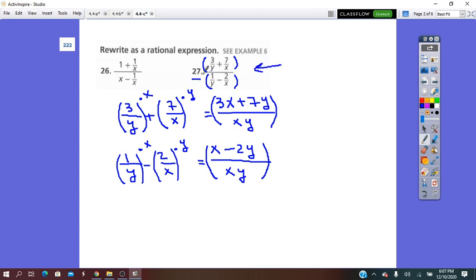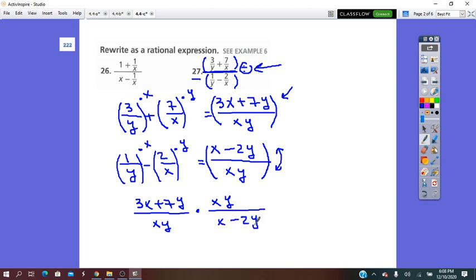And remember, the operation between numerator and denominator, the fraction line, means to divide. To divide, the first fraction I keep as it is. Divide changes into times the reciprocal of the second one. So xy over x minus 2y. Simplify by common factor, and the simplest form is 3x plus 7y over x minus 2y.